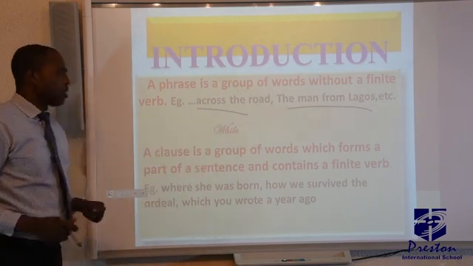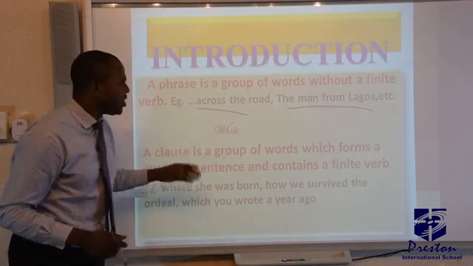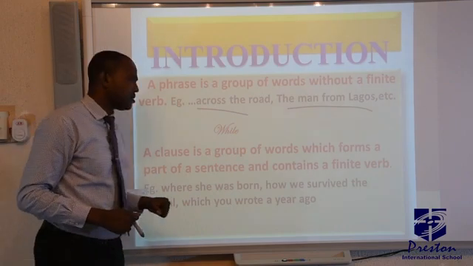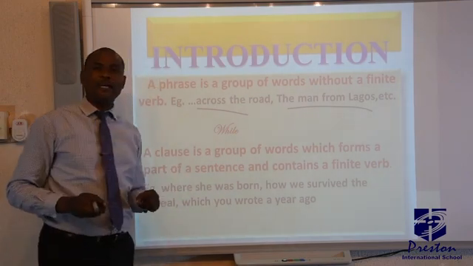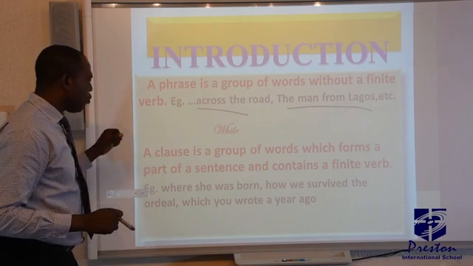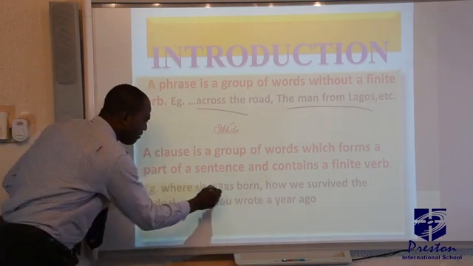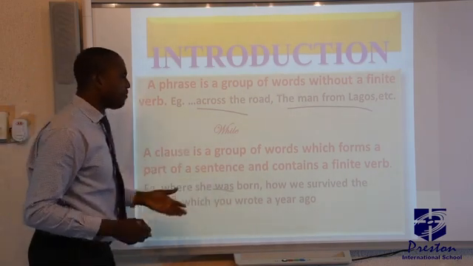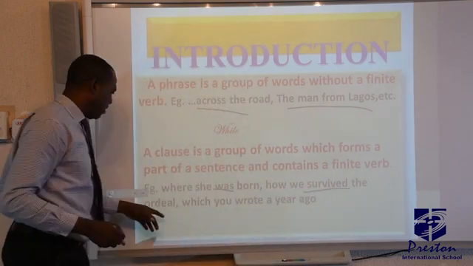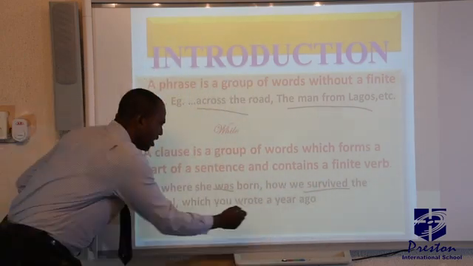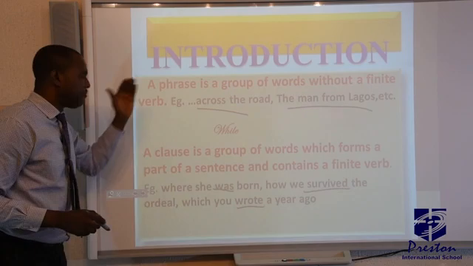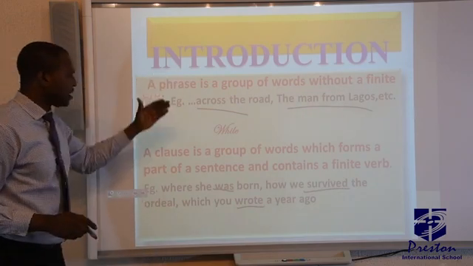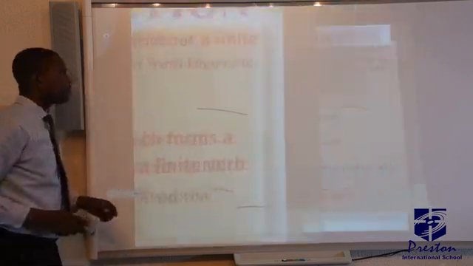While a clause is a group of words which forms a part of a sentence and contains a finite verb. For example, where she was born, here we have a verb. How we survived, you have a verb here. Which you wrote a year ago, you have a verb. So you can see the difference between phrases and clauses here.